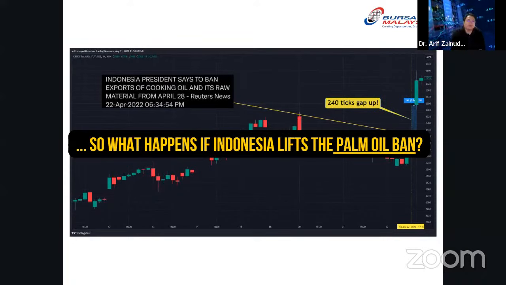Now, the question is, what happens if Indonesia lifts the palm oil ban? What's going to happen to the price? President Jokowi already made a statement that he's going to ban, and then suddenly he says, "Maybe I'm not going to ban. I'm probably going to lift the export ban." What do you think is going to happen to the price?